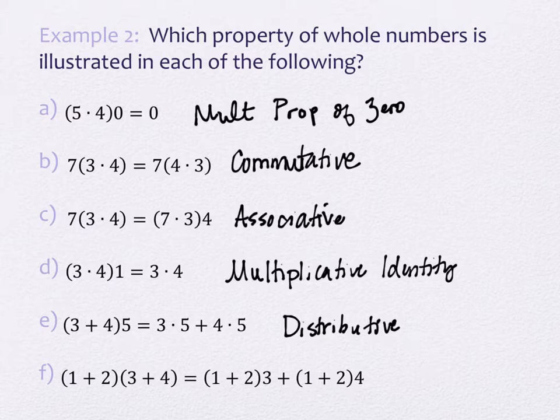Can you tell? It's kind of a funny one. It is also distributive. The funny thing is that we're taking the number 1 plus 2 and we're distributing it. So you see the 1 plus 2 showing up times 3 and the 1 plus 2 times the 4. But it's still a distributive property.